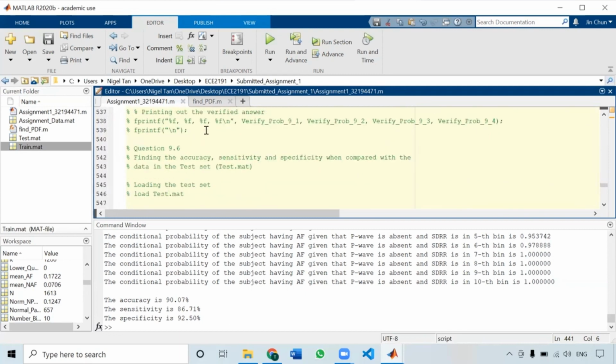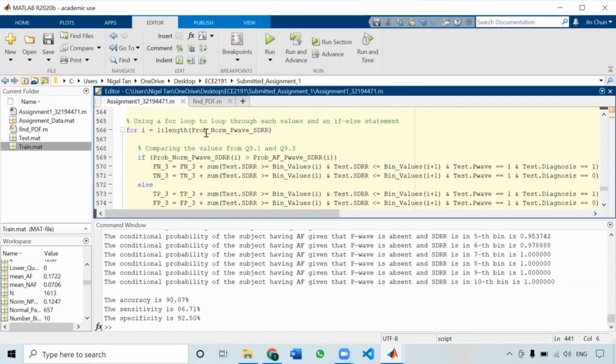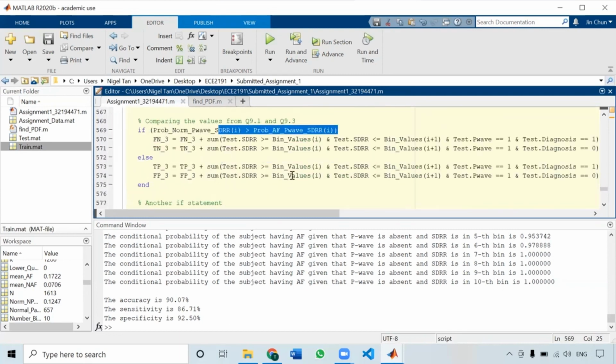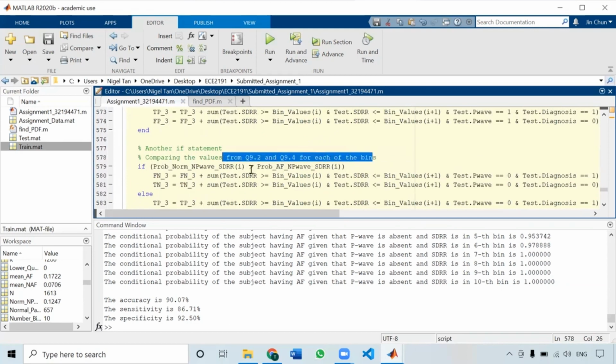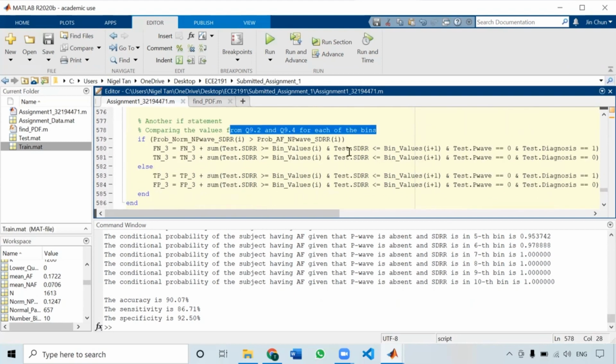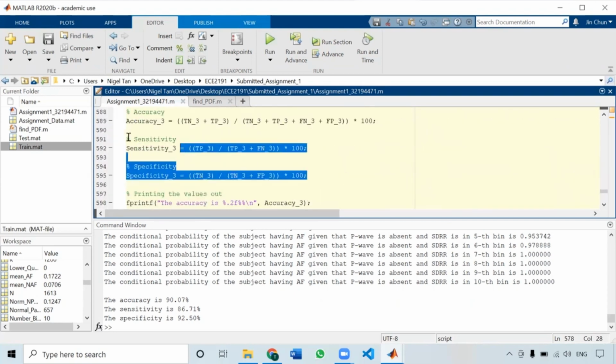From here, just get the accuracy. But here we need to compare between two values, between question 9.1 and 9.3, and question 9.2 and 9.4. This is when the P wave is present and when the P wave is absent. So just compare between the values, and the same formula is used.